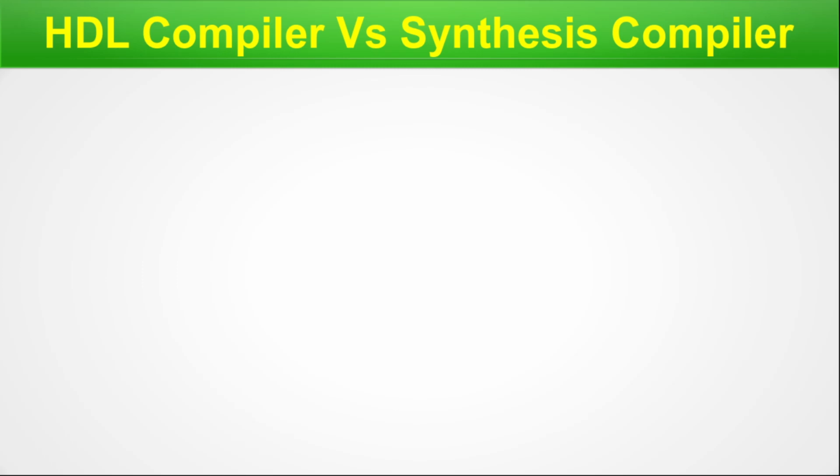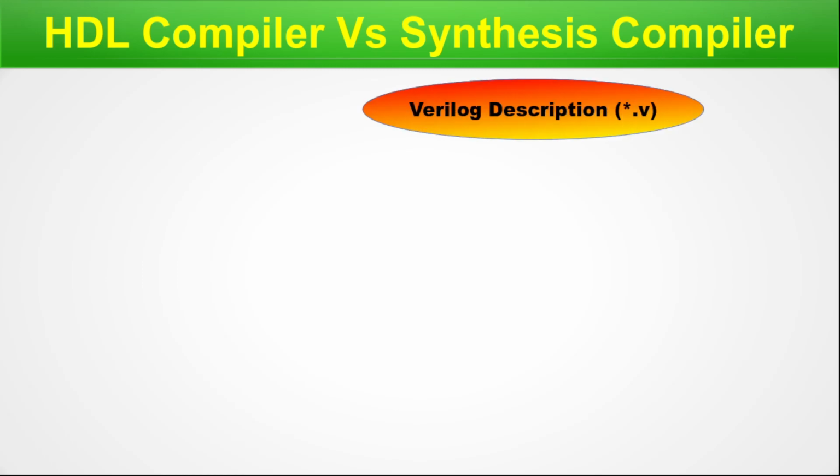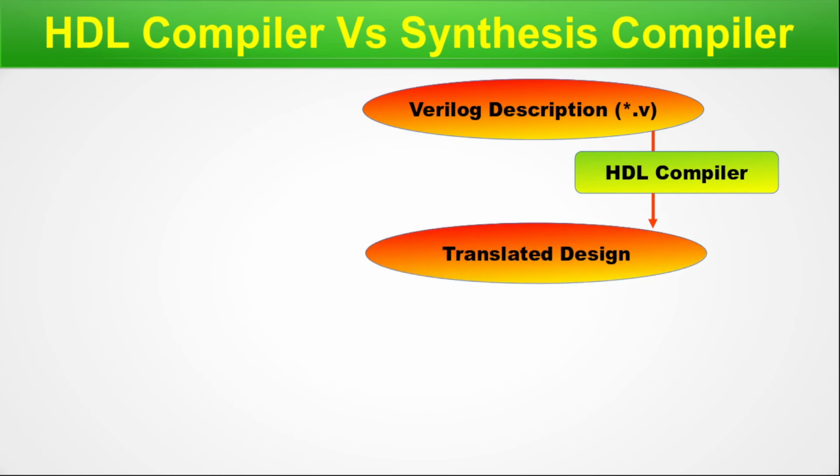And once you enter into the VLSI arena in a company, there you will get the paid versions, that is synthesis compiler. So these are different things and they are for different purposes. Here, let me demonstrate. So here is your Verilog description, that is a .v file, and it passes through a HDL compiler that you can readily avail from the archives of the free and open source tools.